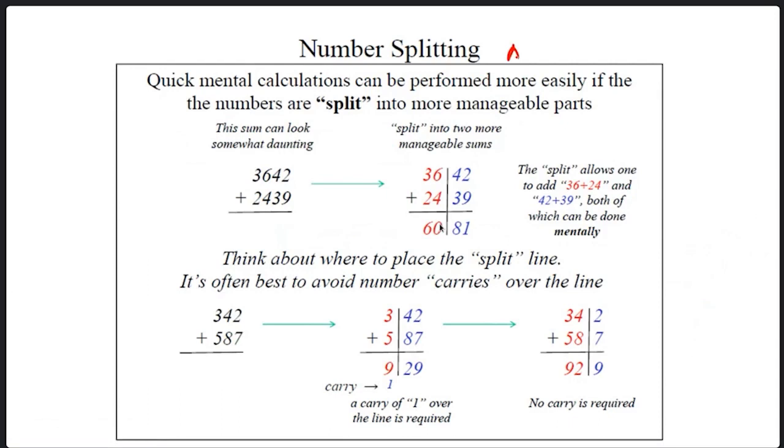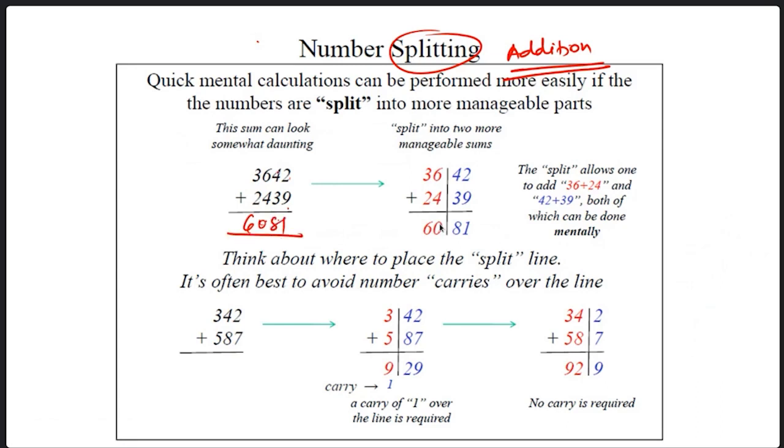So number splitting in addition. What is the use of number splitting? As the name suggests, split means splitting the number in 2 parts. Now look at this, 36422439. Addition is very easy. We can do that. 9 plus 2 is 11, 4 plus 3 is 7, plus 1 is 8, 6 plus 4 is 10, and 3 plus 2 is 5, plus 1 is 6. So we get 6081.